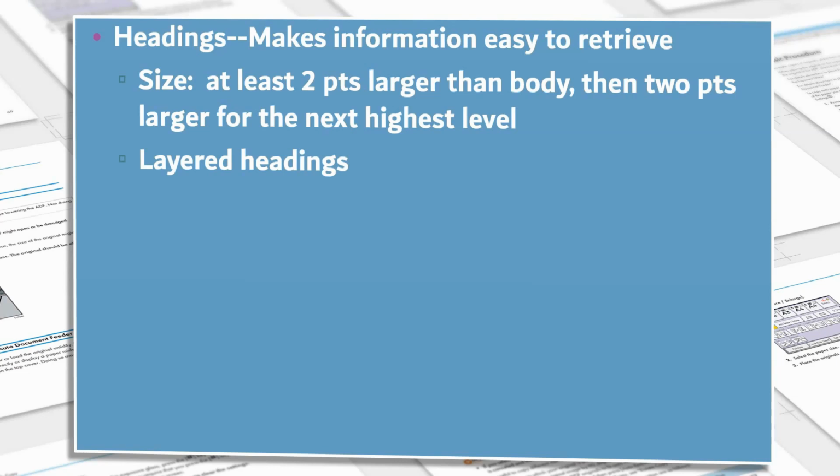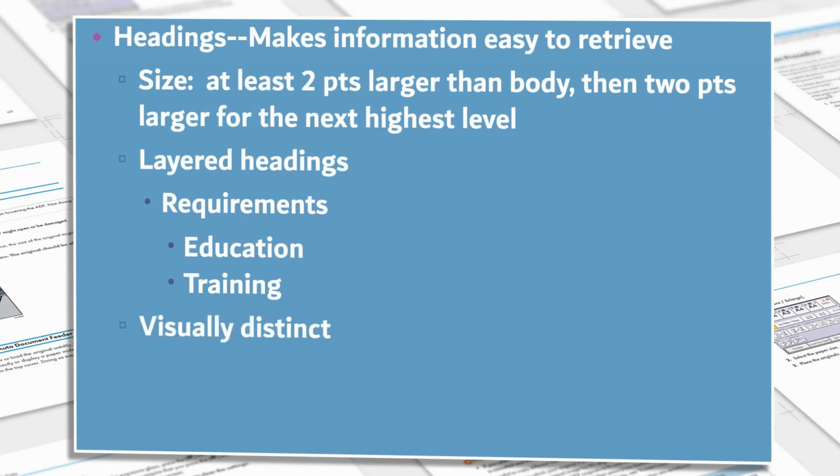Layered headings. You will have those multiple layers, and you can look at the syllabus for an example of this. I'll have, like, assignments, and I'll break down the types of assignments underneath it. Usually they will be indented or made visually distinct in some way. And you can see it's all about making your organizational scheme apparent. Requirements would be a subdivision. Education would be a subdivision of that. Training would be another subdivision of requirements.